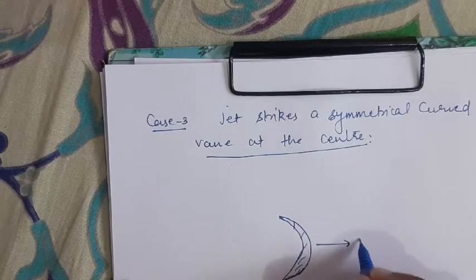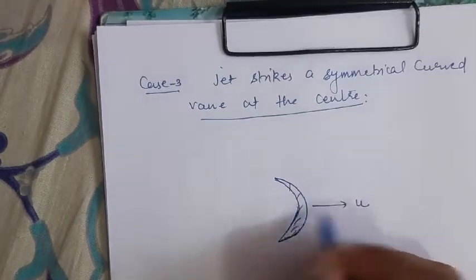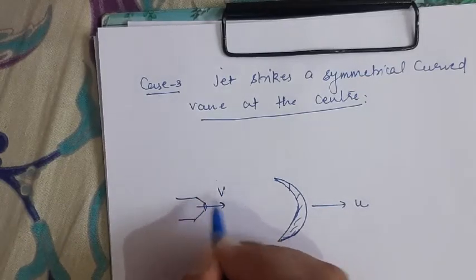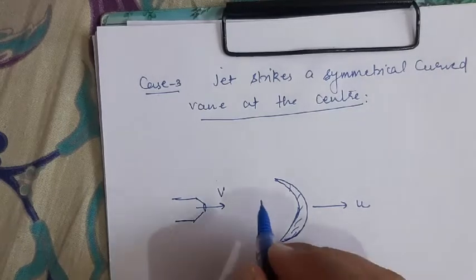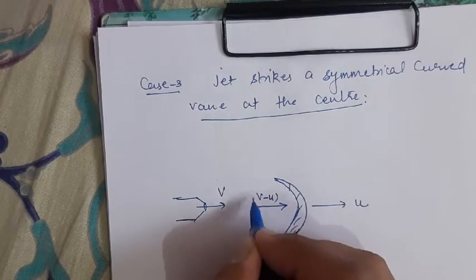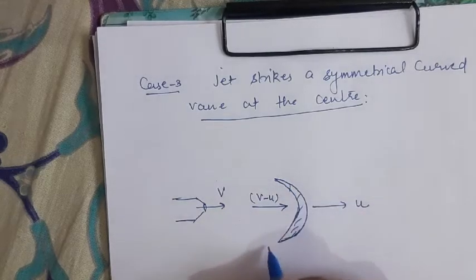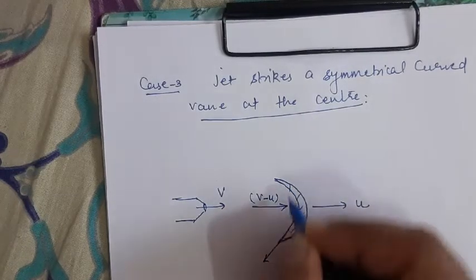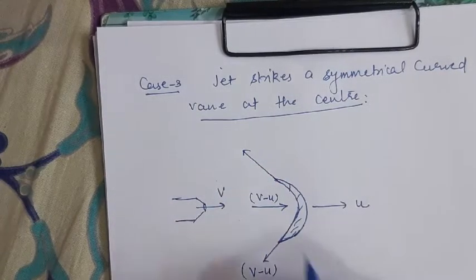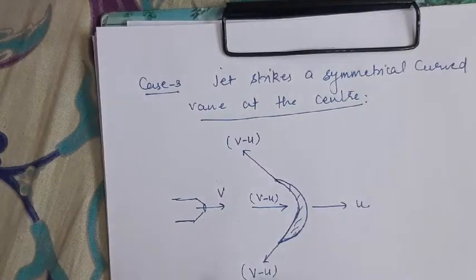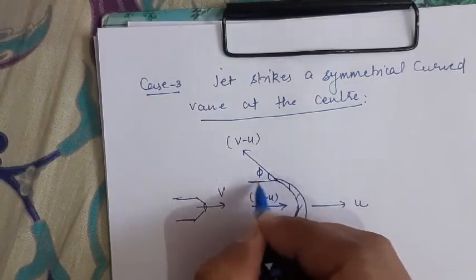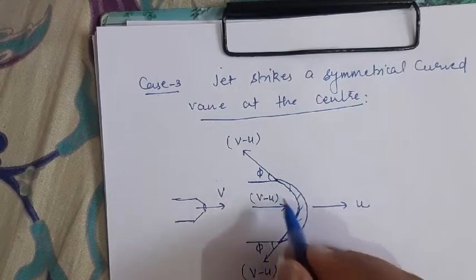The vane is moving with velocity u in the positive x direction. The jet of water is issuing out of the nozzle with absolute velocity v. But since the blade is moving, the jet would be striking the blade with some relative velocity v minus u. Since the blade surface has been assumed frictionless, the jet would be leaving the vane with the same relative velocity v minus u. The angle is phi and phi because the blade is symmetrical. At inlet and at both the ends, the angle is phi.